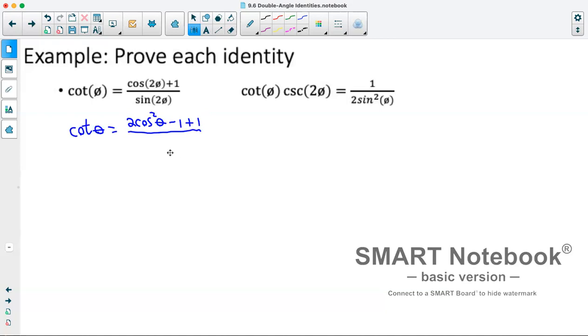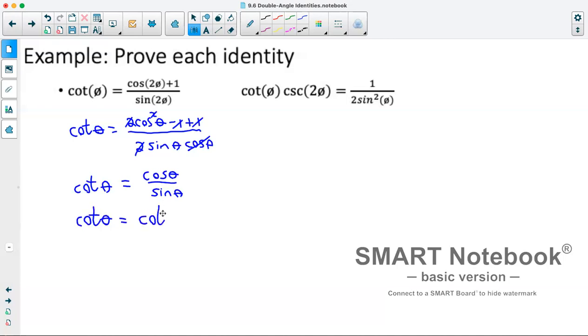If we expand sine 2 theta, that's 2 sine theta cos theta. So if we go through and simplify this, negative 1 and positive 1 cancel out. This cos will cancel out with one of these. This 2 cancels with this. So that gives us cos theta over sine theta. Now cos theta over sine theta is cotangent theta. So we can say identity proven.